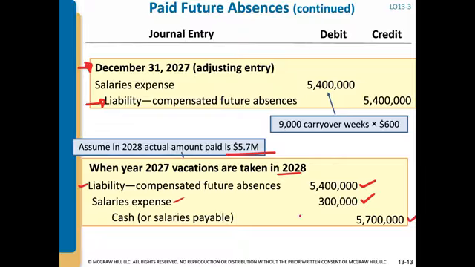So notice that in total, the total vacation taken for those 9,000 weeks ended up being $5.7 million. We recorded $5.4 million of salaries expense in 2027, and the remaining $300,000 of salaries expense in 2028. But in total, $5.7 million of salaries expense has been recorded over those 2 years.